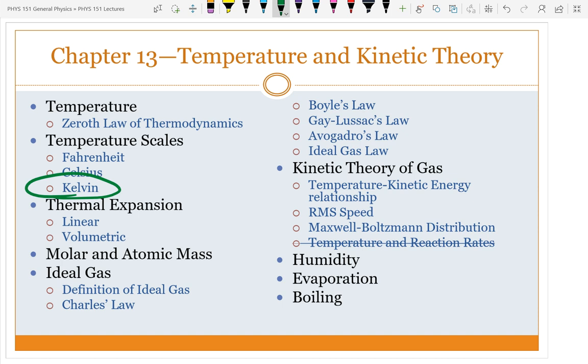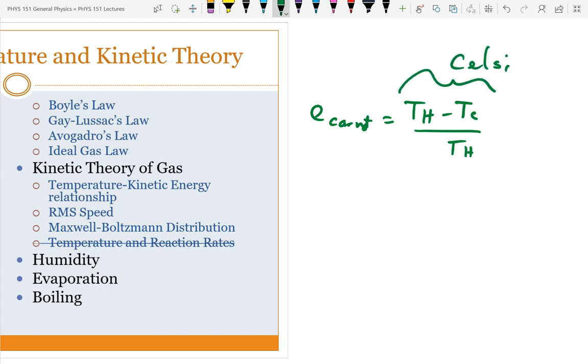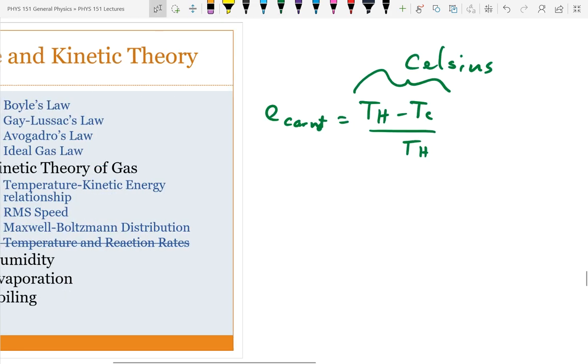So if somebody wanted to get all persnickety, they could say that the Carnot efficiency can be written as temperature hot minus temperature cold over temperature hot. And they could say, well, I can use Celsius for these, right? What's the answer? Yeah, you can. But you have to use kelvins for this. Because the change in temperature in Celsius is the same as the change in temperature in kelvins. But that temperature that's by itself, the temperature hot, is going to be in Kelvin, whether you use Celsius or Kelvin for the change in temperature.